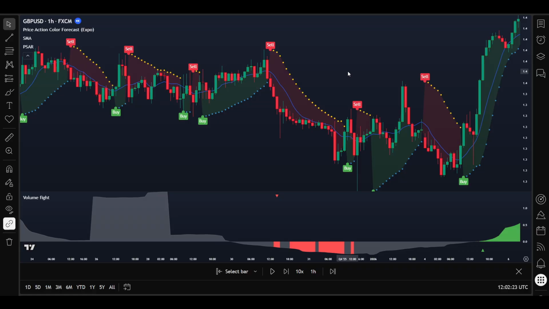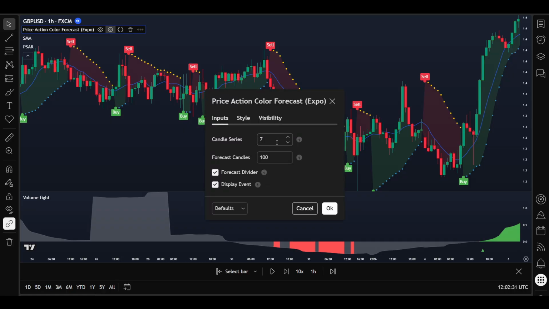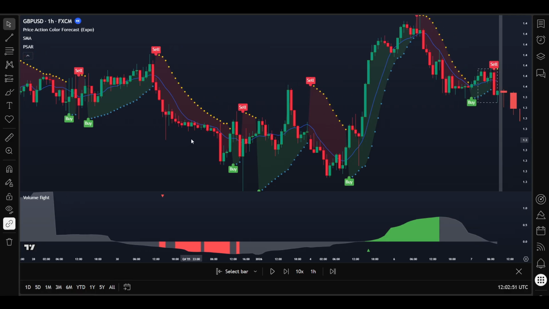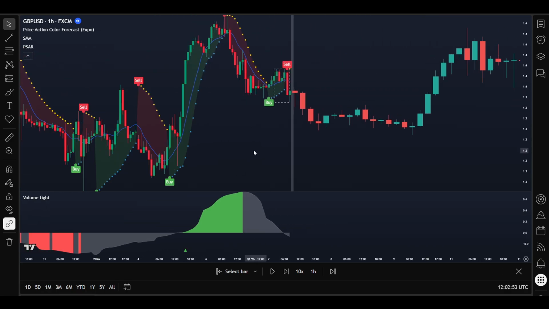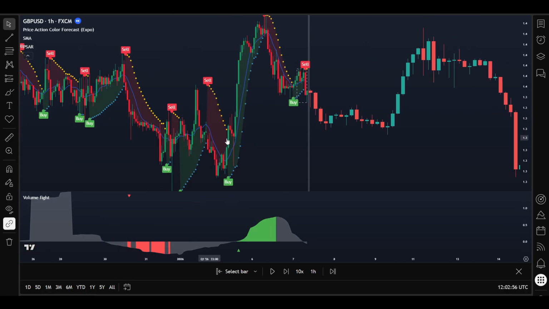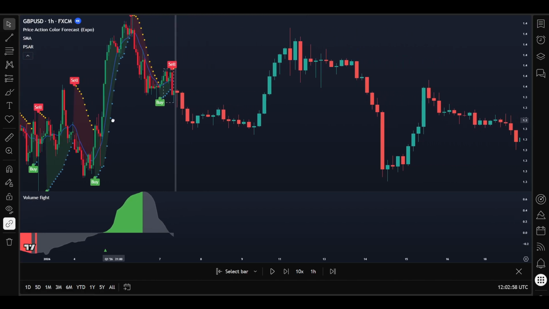Indicator settings. Price Action Color Forecast. Open settings. Candle series controls how many candles are used to find similar historical patterns. Forecast candles controls how far the projection extends into the future. Leave these at default while learning. Enable the display of the matched historical event so you can visually verify what the indicator is comparing. Reading rule: the projected path is context, not a signal. We only care if the forecast supports our trade plan without violating risk.